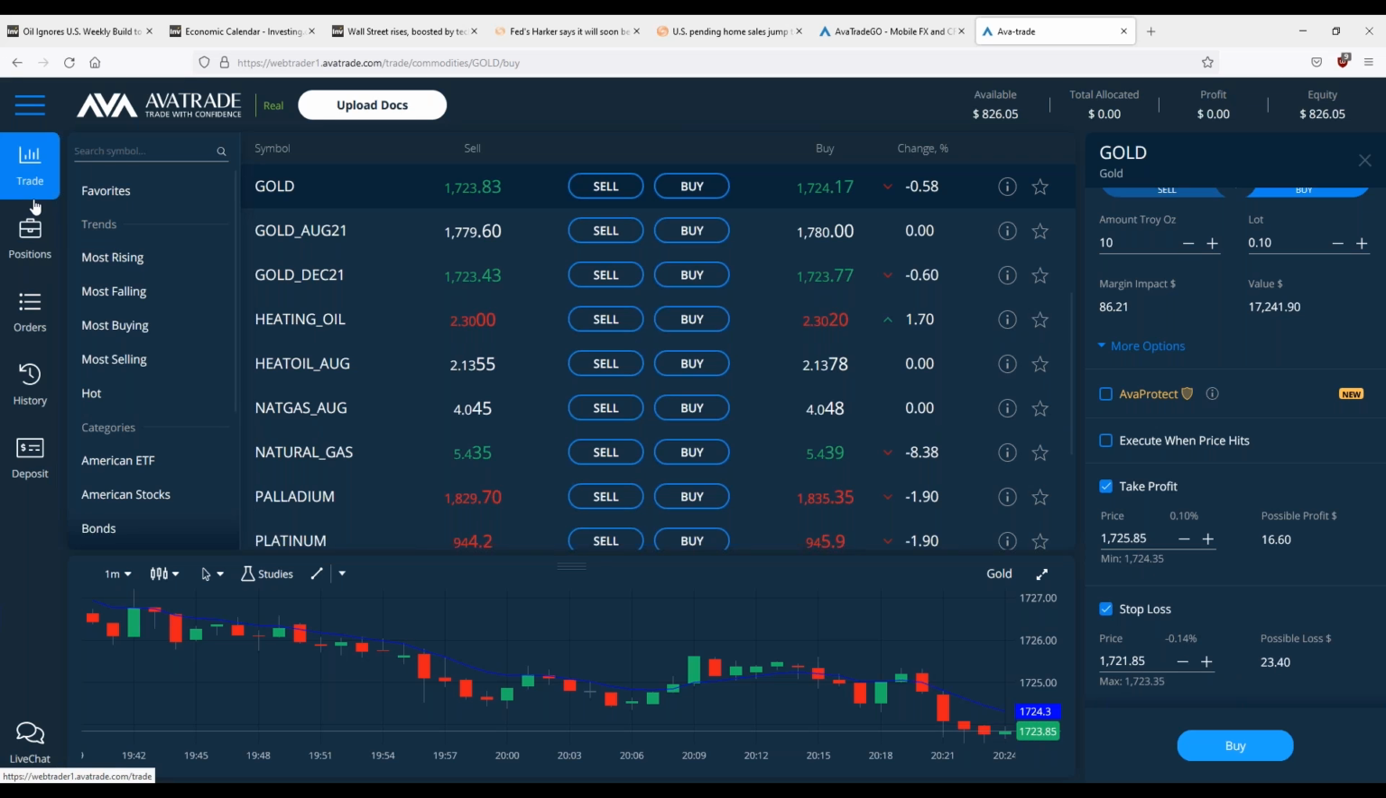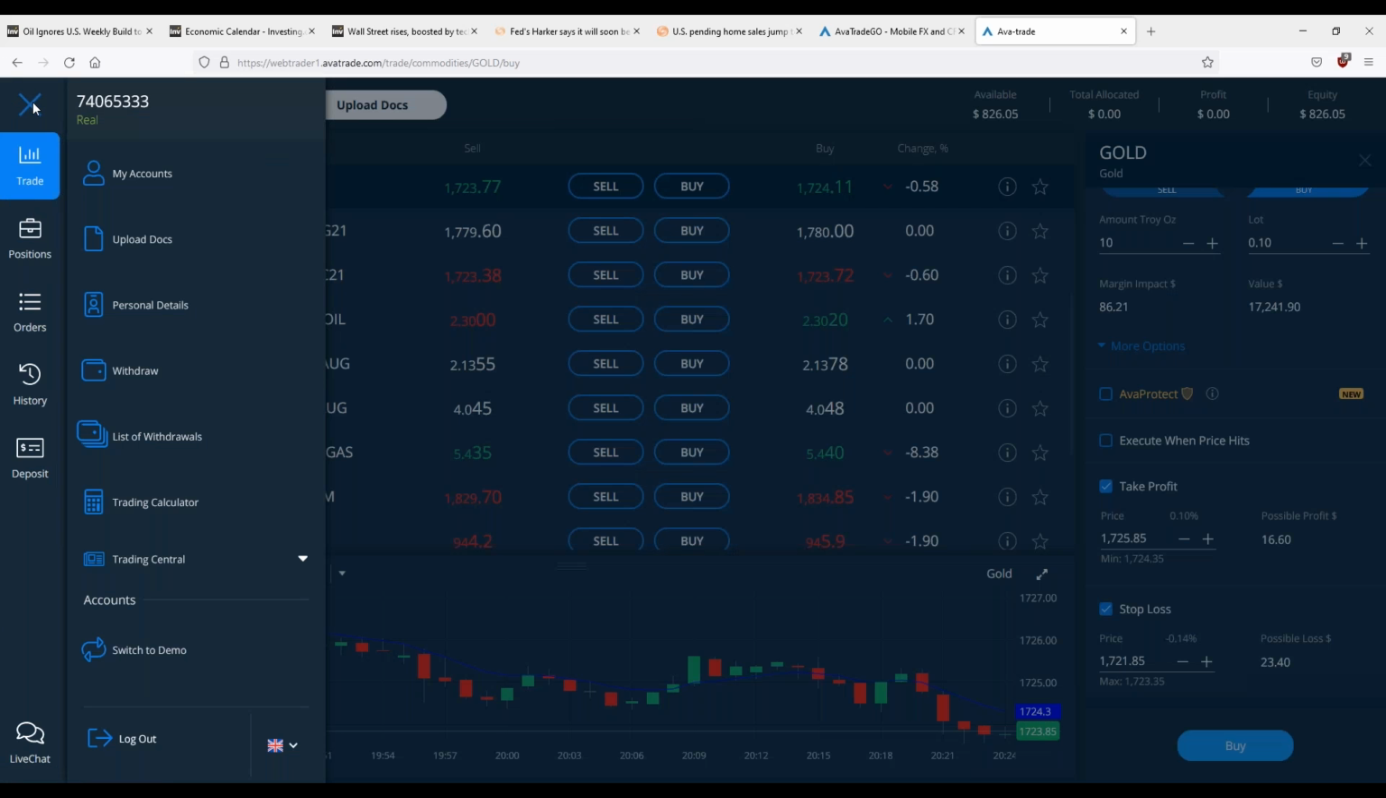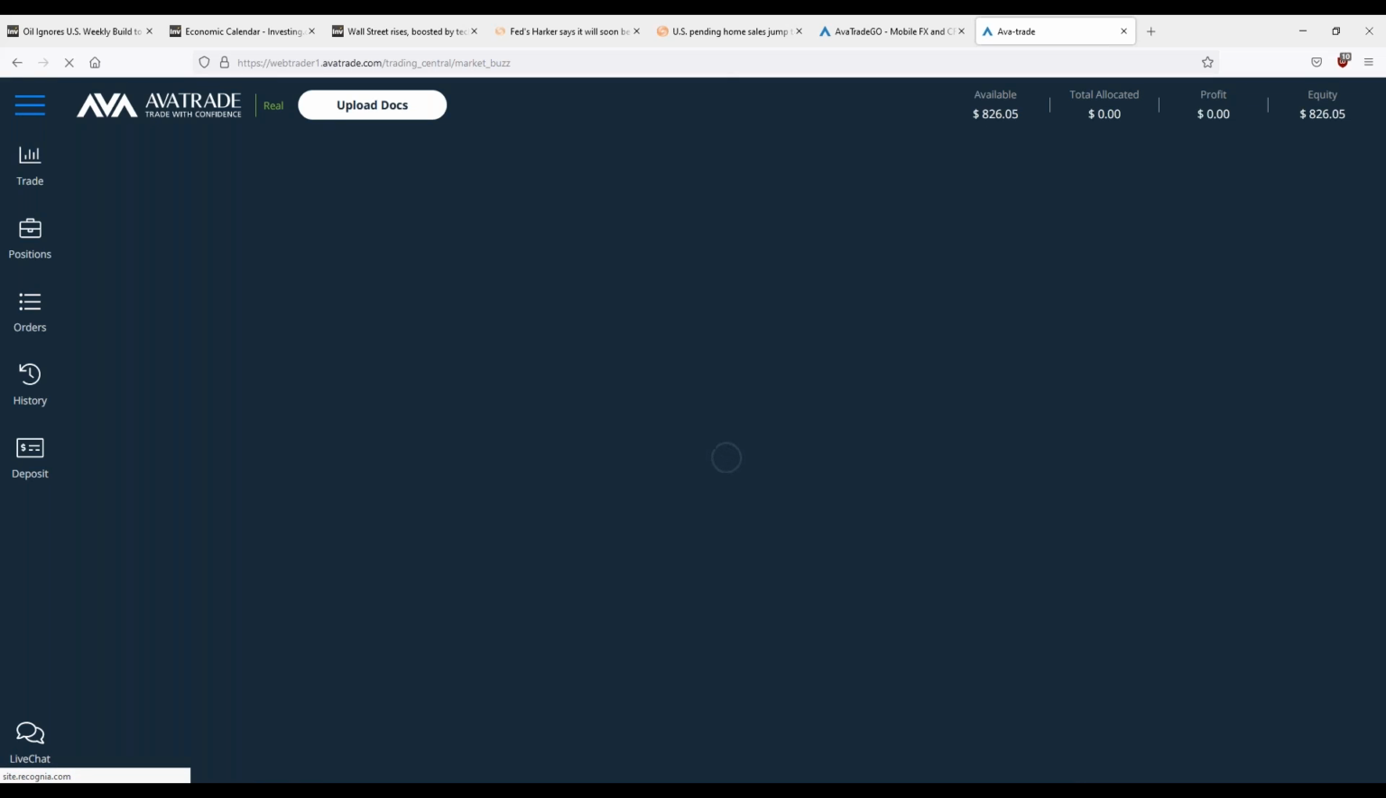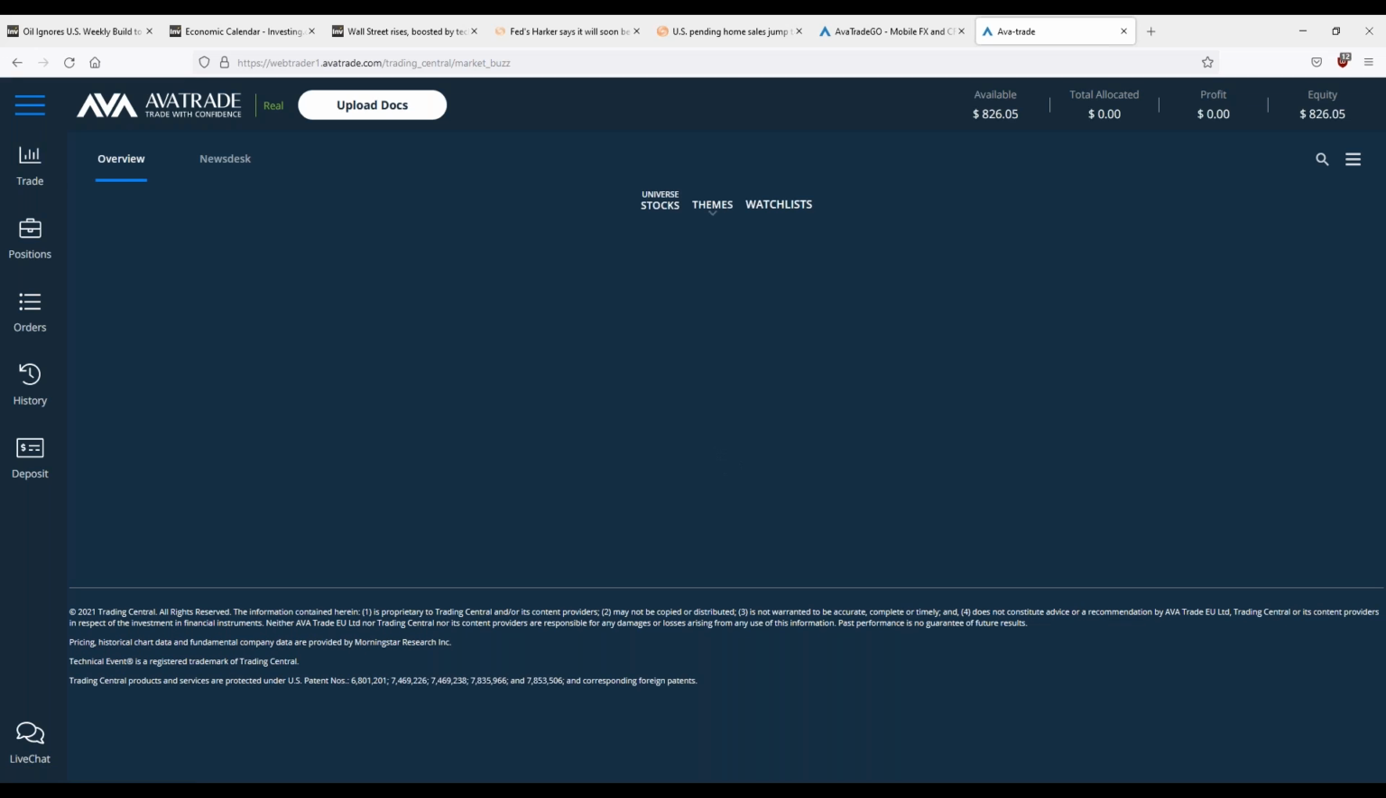Since we're talking about fundamental analysis, we can take a look at Trading Central, which has premium features for both technical and fundamental analysis. You have free signals with something like analyst views and Forex featured ideas. It breaks down the technical analysis, what signals are expected, the breakthrough movements, etc. And also the fundamental analysis for many instruments, especially stocks, you can find in the Market Buzz.